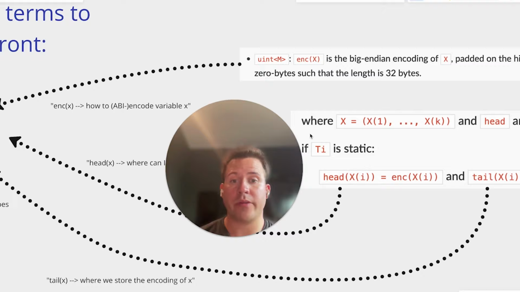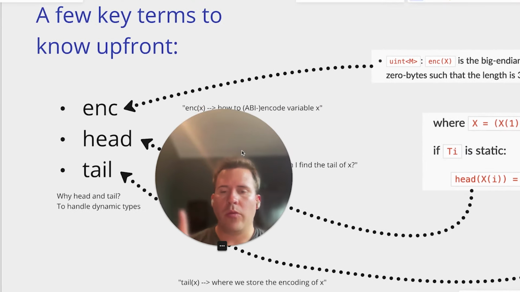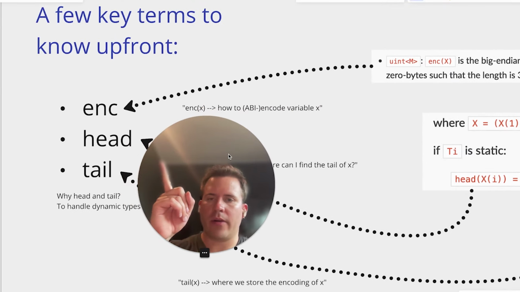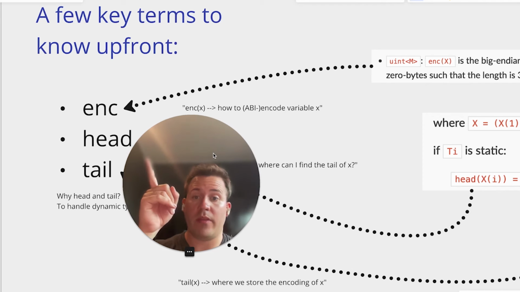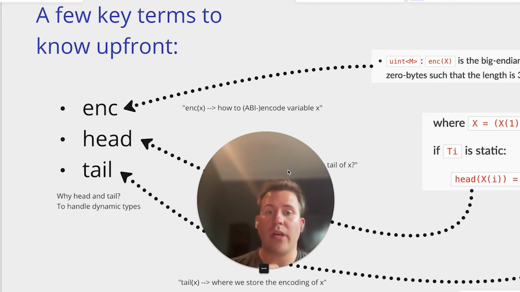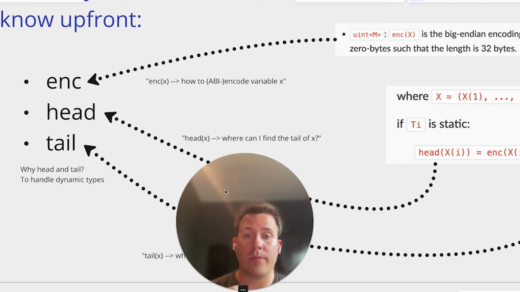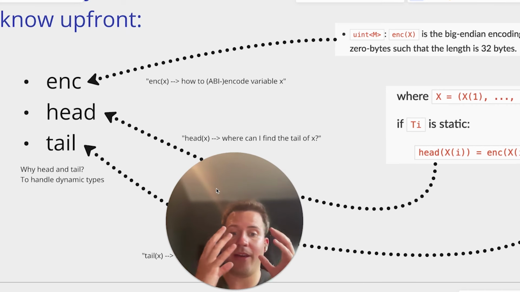So that's just the notation for that, and you can generalize that, right? We're also going to get into the concept of head and tail. So every type, when we ABI encode it, will have a head and it will have a tail.